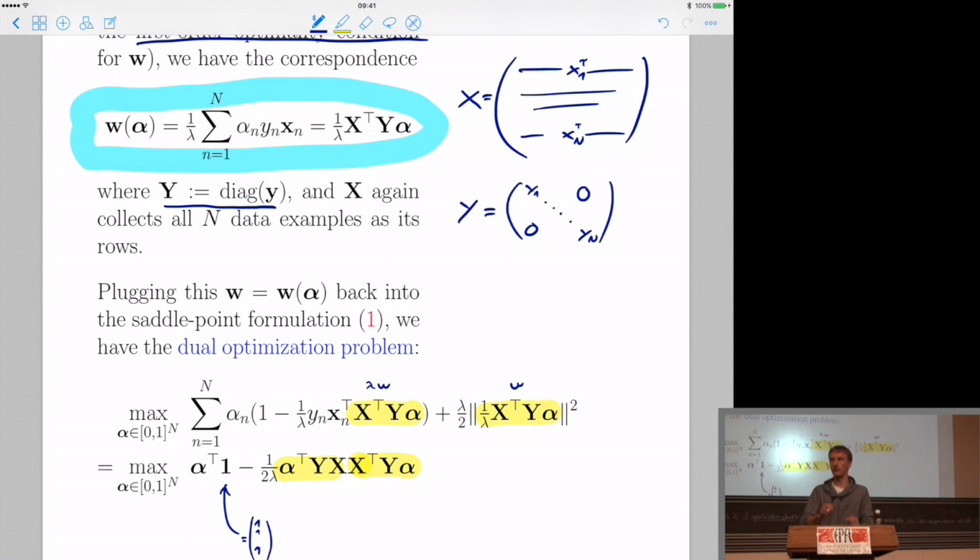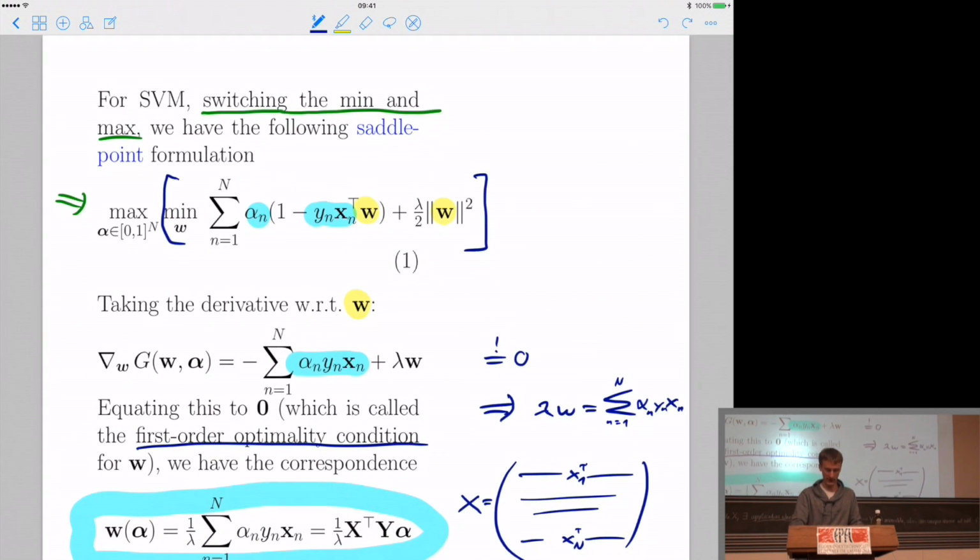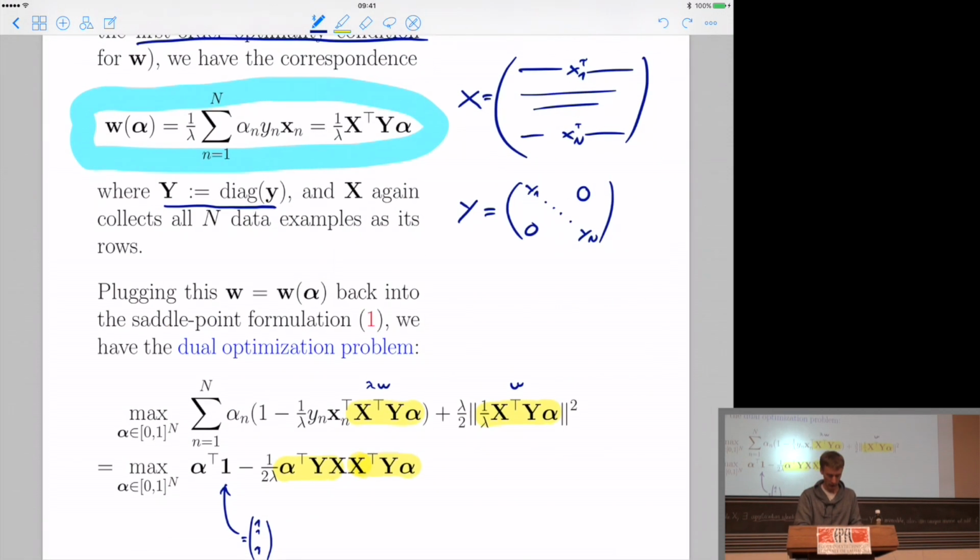Then this one here is just a vector containing all ones. That's taking care of this term here. Okay, what has happened now? The inner problem has gone away, we solved it. The outer problem is going to stay what is written on the last line. And this is the dual optimization problem for the support vector machine.